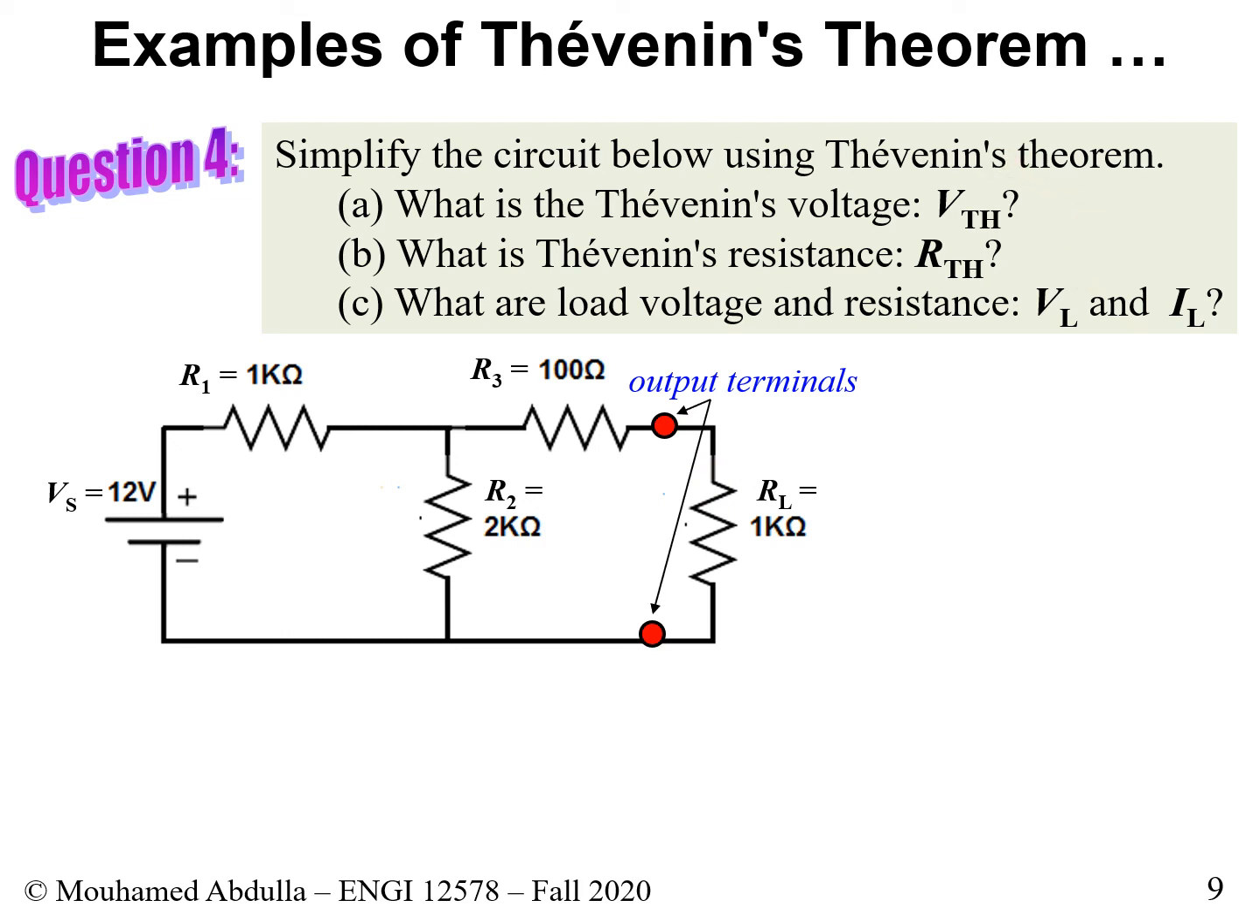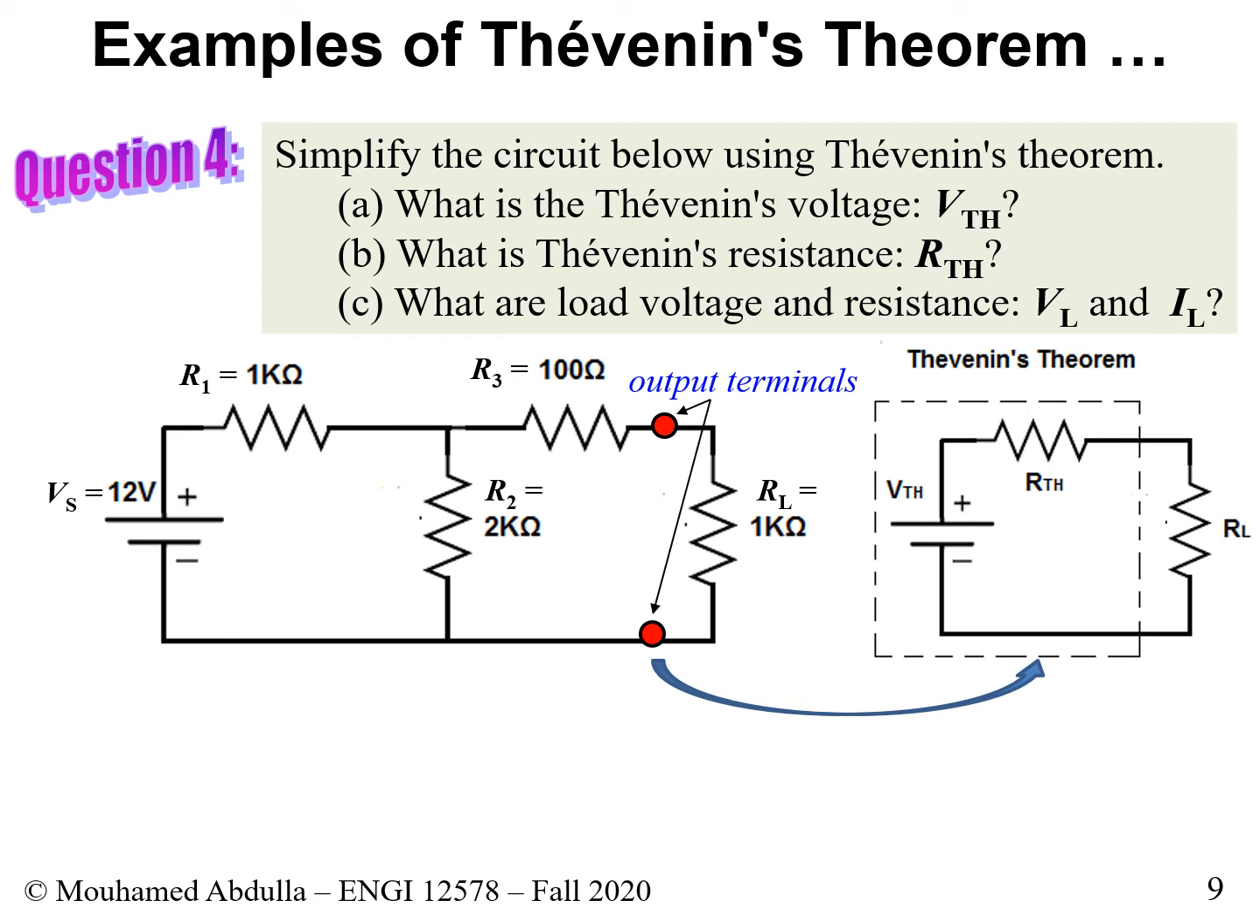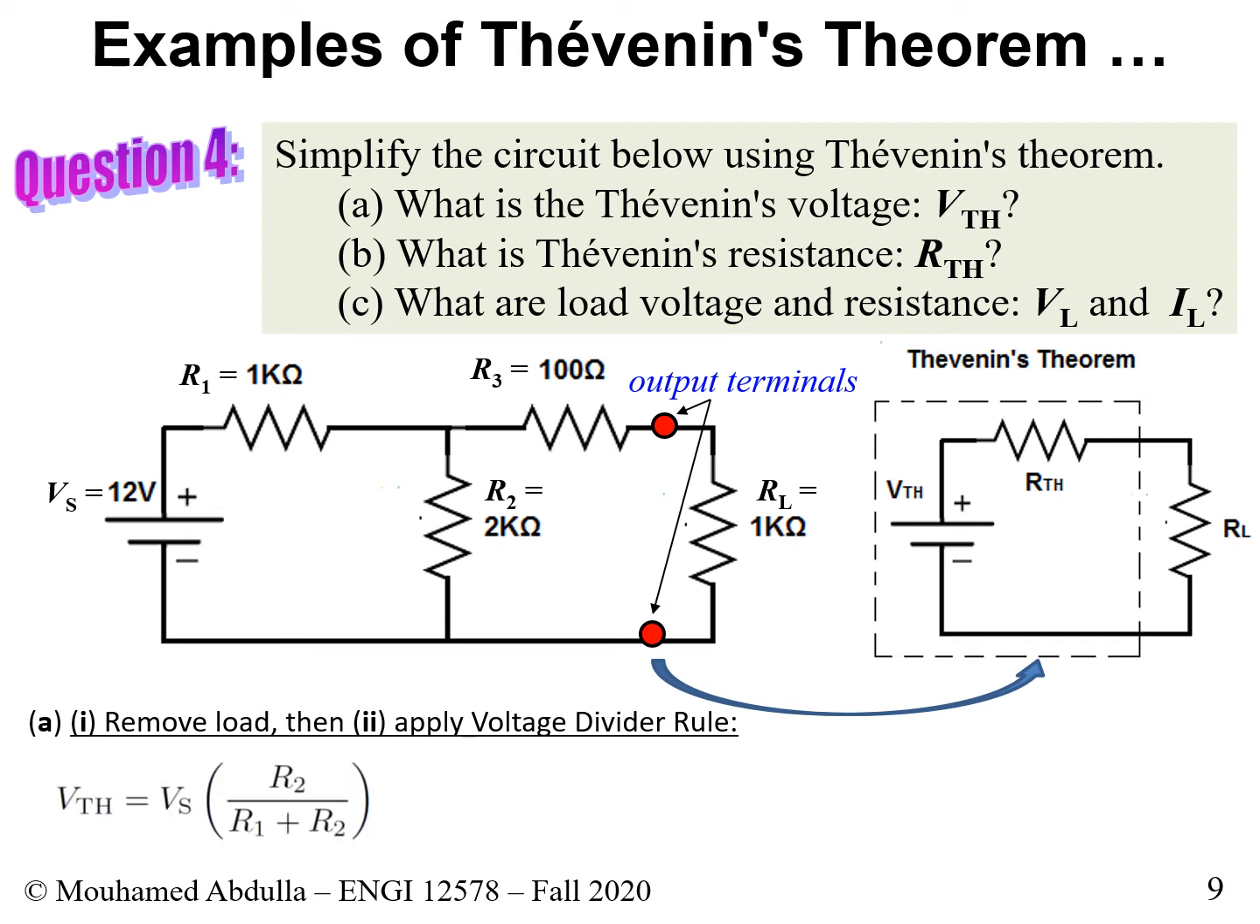Let's begin by finding VTH. For VTH, we again do the same recipe. We remove the load. And once we remove the load, we want to find the voltage across these two terminals, right? So let's show you exactly what we're doing. Essentially, we are removing this here. This is gone, and then we find the voltage here. This is VTH. This voltage across these two terminals will be VTH.